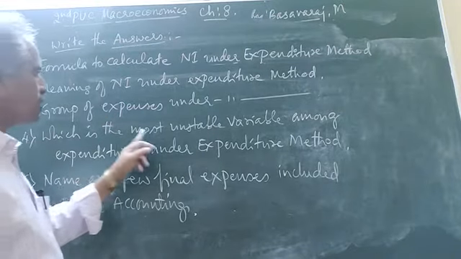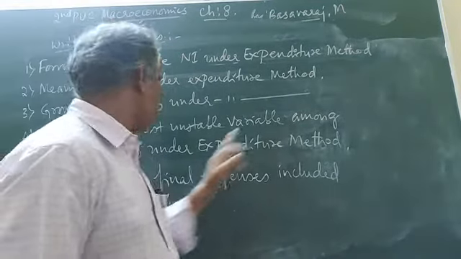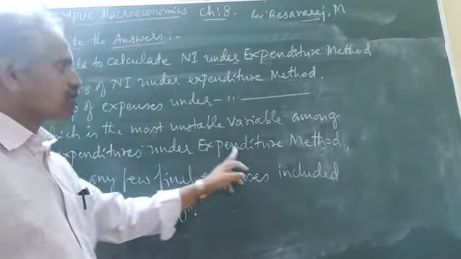Fourth one, which is the most unstable variable among expenditures under expenditure method.